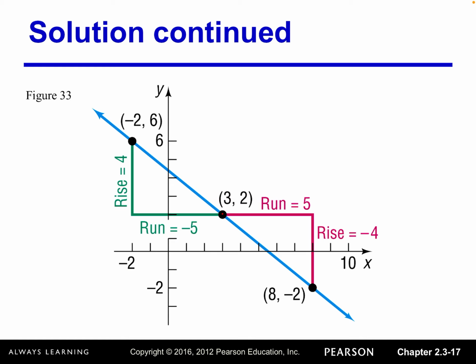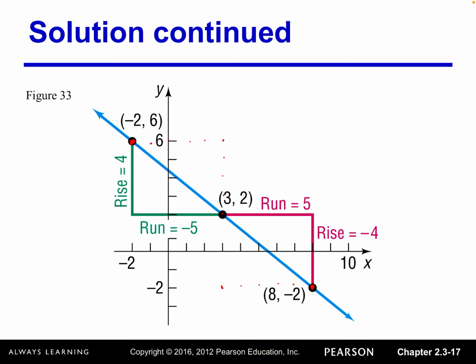From (3, 2), the rise is -4: 1, 2, 3, 4. And then the run is +5: 1, 2, 3, 4, 5. That's how we got here, (8, -2), right? That's in this direction. But if you consider the rise is +4, and then 1, 2, 3, 4, we got here, and then the run is -5: 1, 2, 3, 4, 5. That's how we got these points.